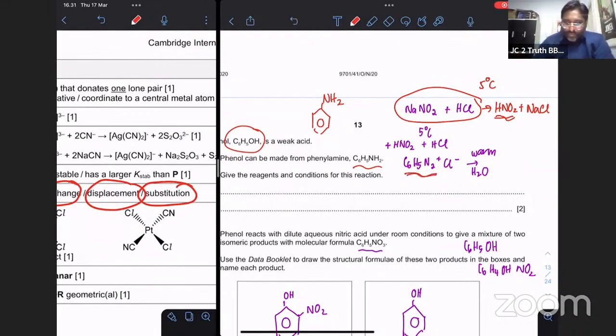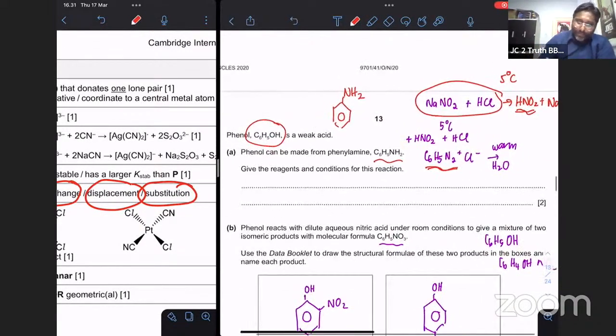So how do we get this? If I write it in terms of equations, phenylamine C6H5NH2, when reacted with HNO2 and HCl, I am going to get C6H5N2Cl. And then what should I do with this benzene diazonium salt?